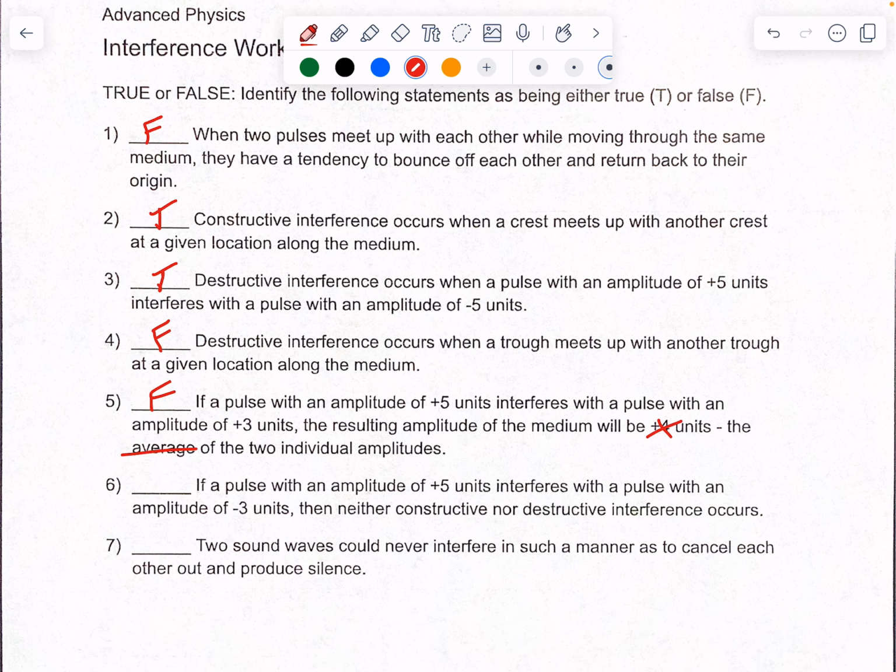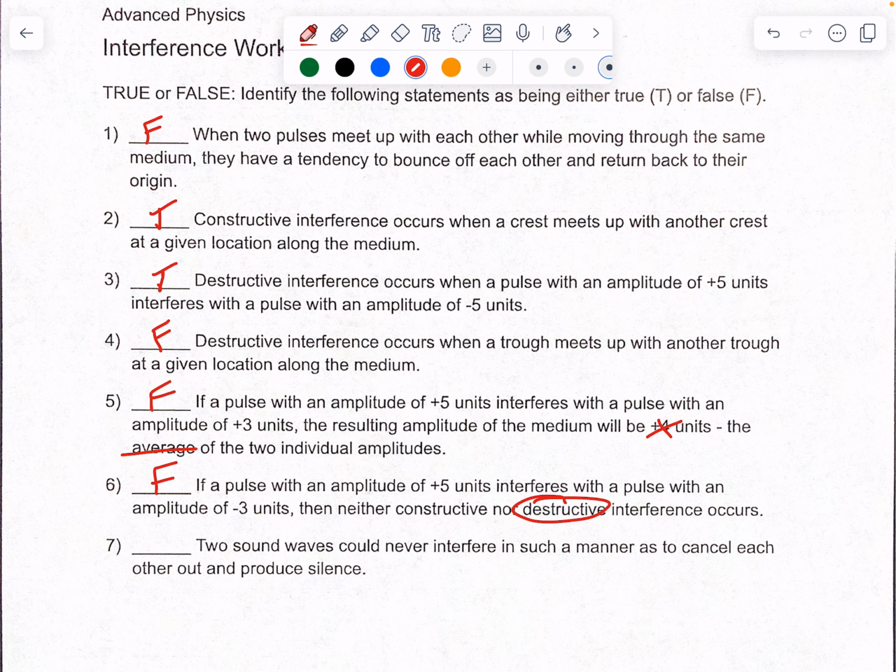Number 6, if a pulse with an amplitude of +5 units interferes with a pulse with an amplitude of -3 units, then neither constructive nor destructive interference occurs. Well, this would definitely be destructive because you have a positive and a negative. So there's definitely interference going on. When two waves meet each other, there's always some type of interference. It's either constructive or destructive. You can't just say there's no interference at all. So this would be false.